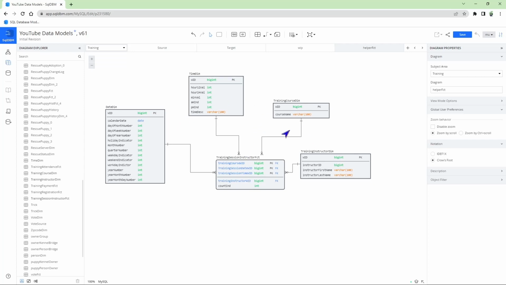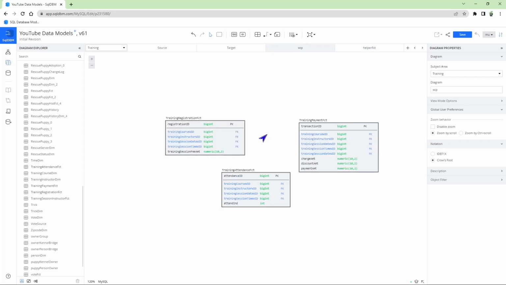So having this, when we come into our payment fact, well, then we can just simply look up the information that's in the helper fact in order to pull in the instructor ID to go along with the course information and session information that is already in that feed.